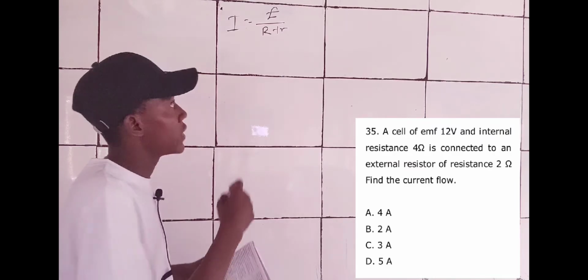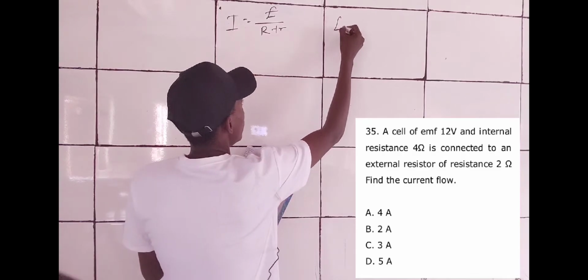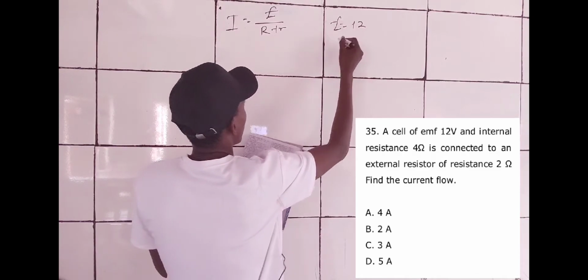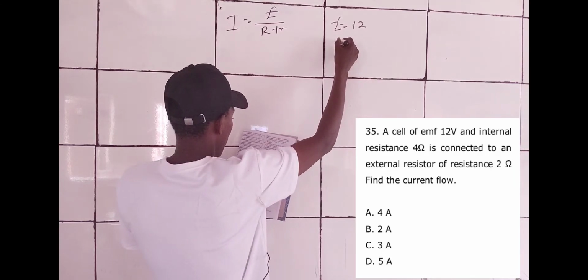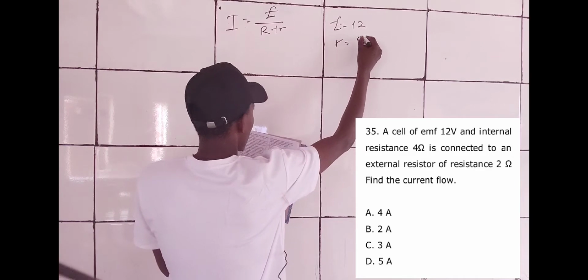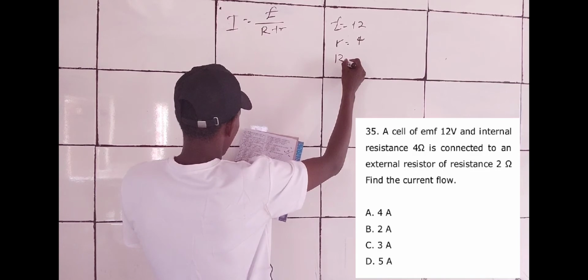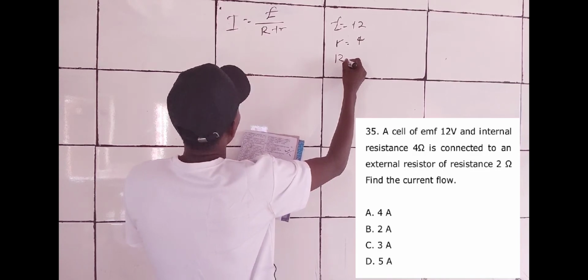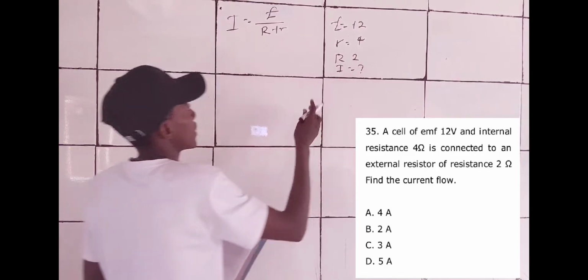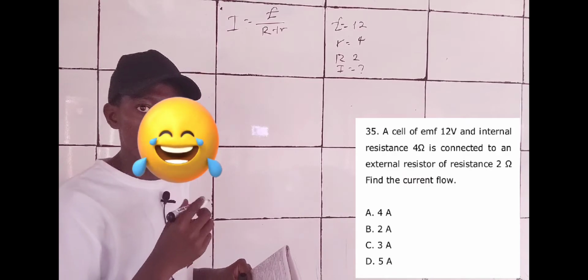Now the data says a cell of EMF E is given to us as 12, and the internal resistance is given to us as 4, and the external resistance from the question is given to us as 2, and then we're asked to calculate the current. Now if we substitute these values into the formula, it is going to be very easy for us.